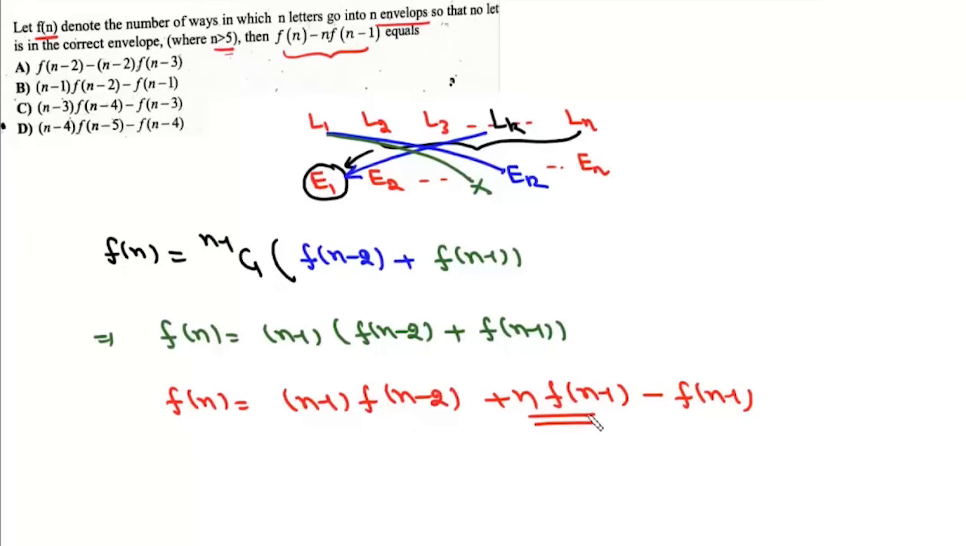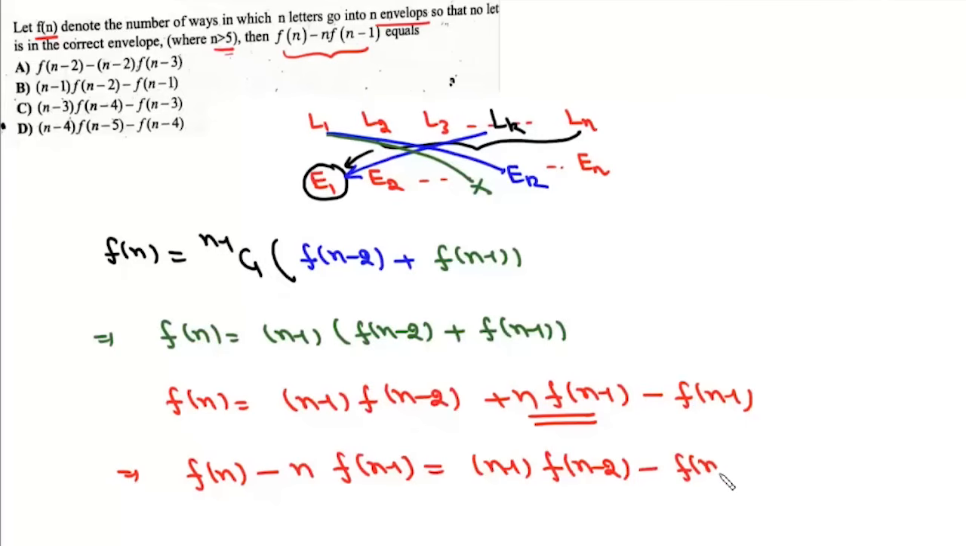Now we will take it on the left hand side. We can write Fn minus n Fn minus 1. It will be n minus 1 Fn minus 2 minus Fn minus 1, and that's your option B. Now this question is actually nothing but proof of recursive relation in derangement, which is Dn.